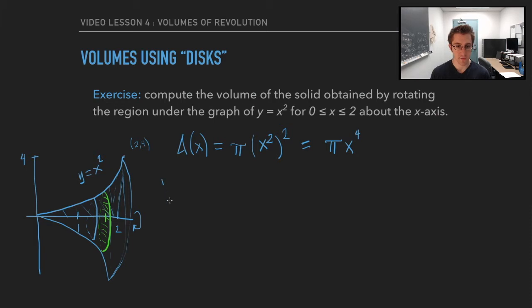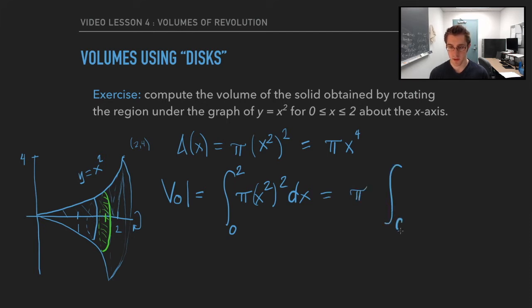So to find the volume, I integrate pi times x squared squared dx. And the limits are from 0 to 2. That's the interval that I'm working over. So I can simplify this a bit. I get pi times the integral from 0 to 2 of x to the 4th. And this is pretty straightforward from here.